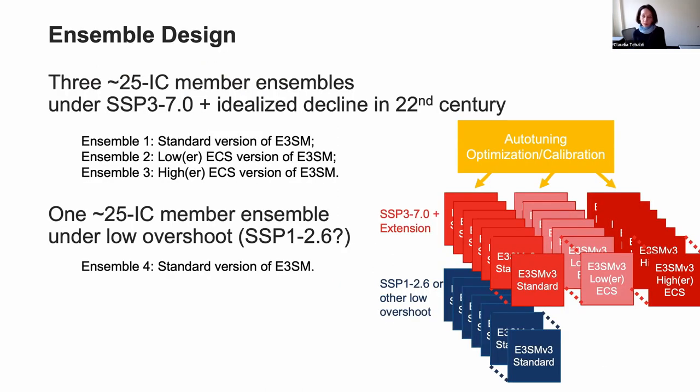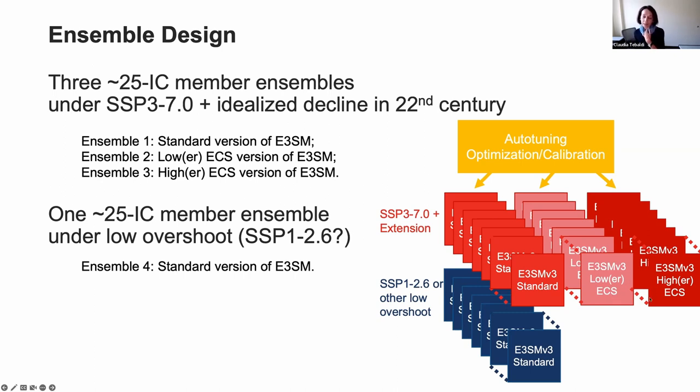So a little more in detail, even if I already told you this, we are going to use auto-tuning for an optimal set of parameters, of course, also in conjunction with some expert manual tuning, to come up with a standard version of this model. And then based on the result of the auto-tuning, that will give us some probabilistic representation of the parameter space. We hope to find two more combinations of parameters that will produce a lower and a higher climate sensitivity with respect to the standard version, and still produce sensible historical simulations.